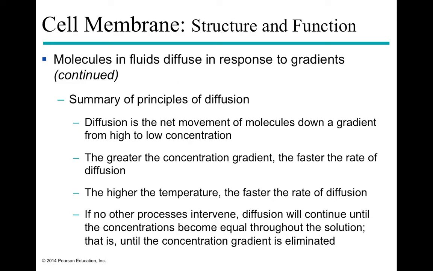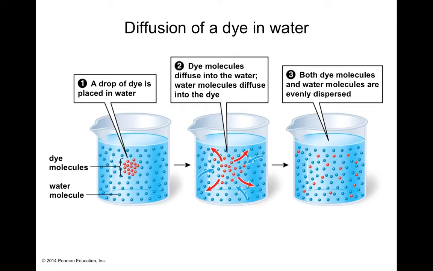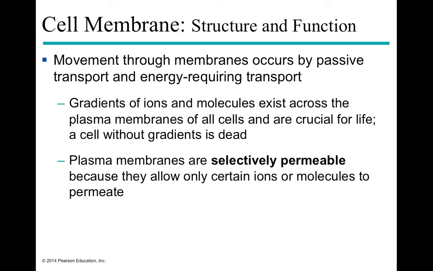And if we have no intervention, diffusion occurs until we reach equilibrium, that is, until the concentration gradient has been entirely eliminated. And this is the drop of dye example that I was just talking about. If we put a drop of dye in a glass of water and allow for the random motion to occur, eventually the water molecules diffuse out into the dye until we reach equilibrium. And this will happen faster if we have a greater temperature, for example, or a greater concentration gradient.